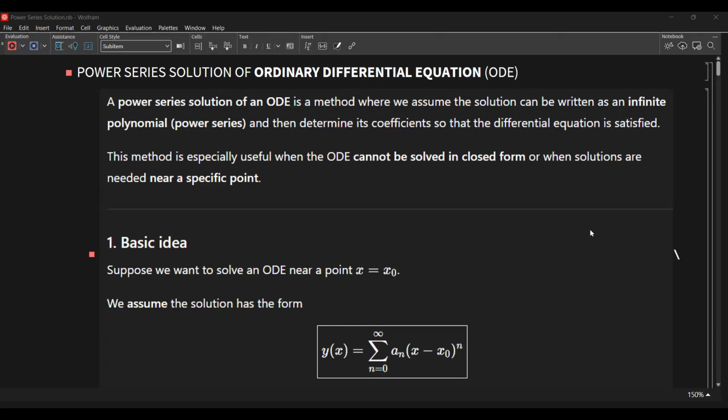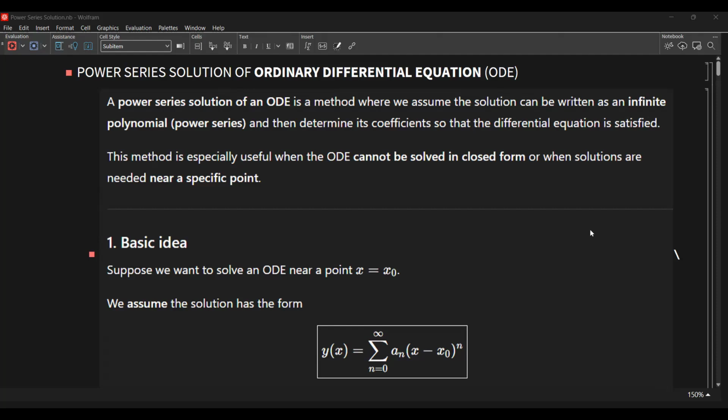A closed form is a formula. For example, we can readily use the formula to solve the problem, so we can easily solve that. But here, there is no closed form.